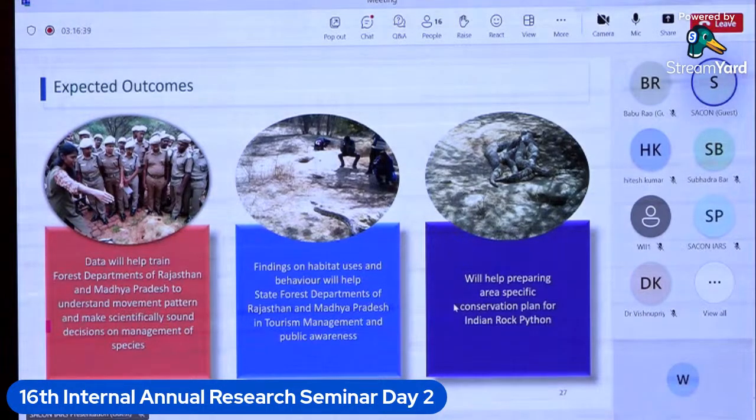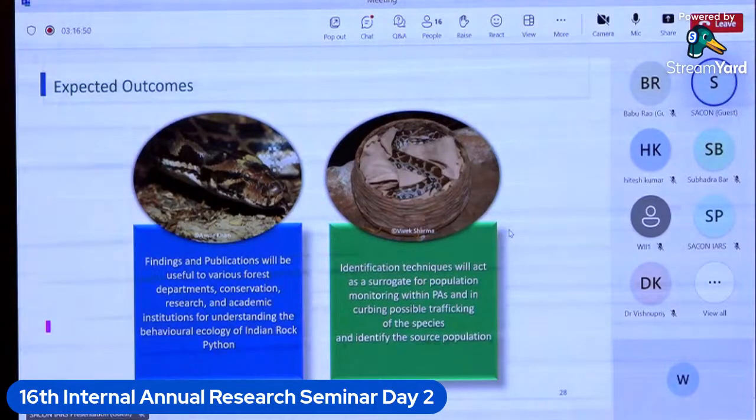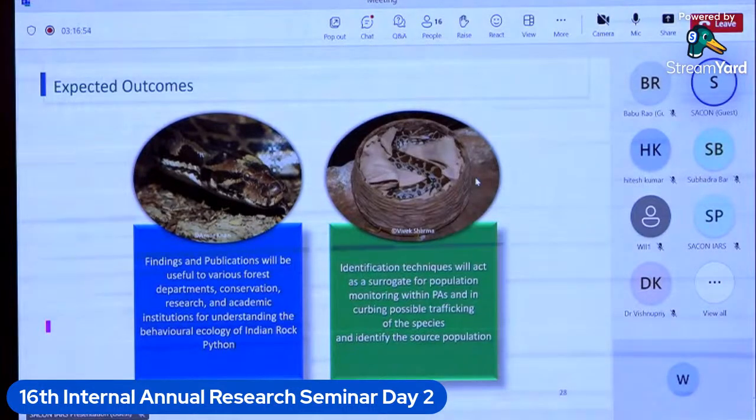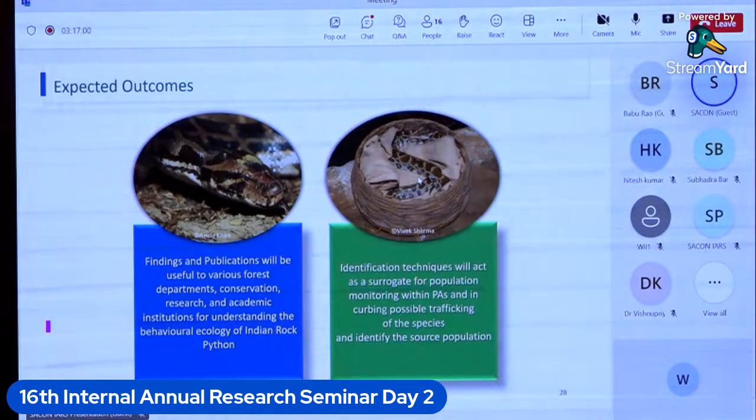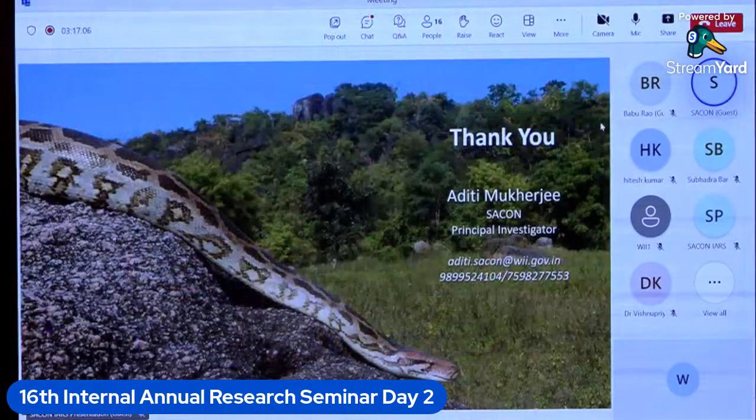Of course, it will also help in identifying area-specific conservation plans. Additionally, all these findings will help in institutionalizing identification techniques for population monitoring. What you see here is a recently taken photograph of this particular species from Mandala by a snake charmer. So this concludes the presentation, and thank you.